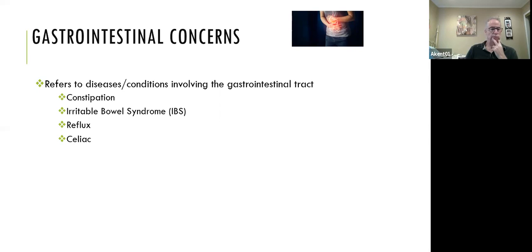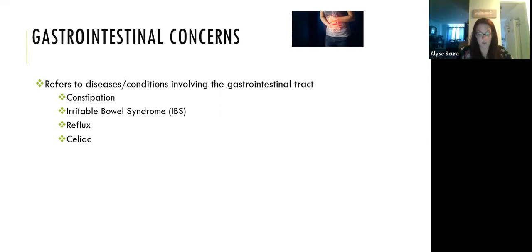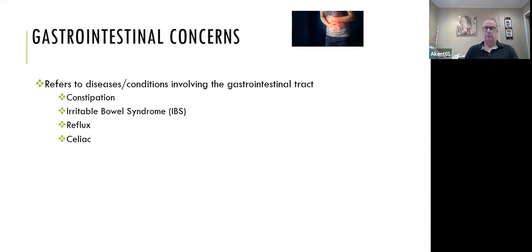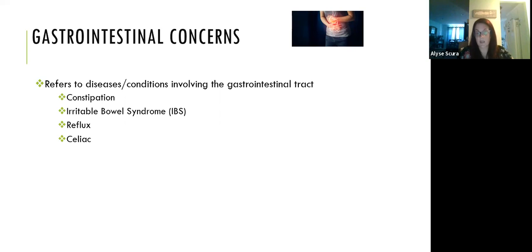IBS, or irritable bowel syndrome, is a condition in which the colon muscle contracts more often than in people without IBS. Certain foods, medicine, and emotional stress are some factors that can trigger IBS. Reflux is a burning pain or discomfort in the upper chest and mid-chest, possibly involving the neck and throat, and they may worsen when lying down. It is a digestive disease in which stomach acid or bile irritates the food pipe lining.